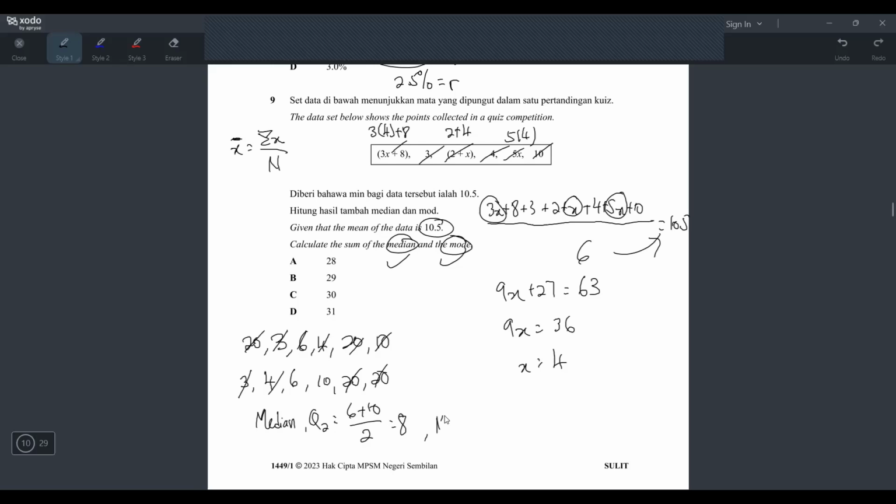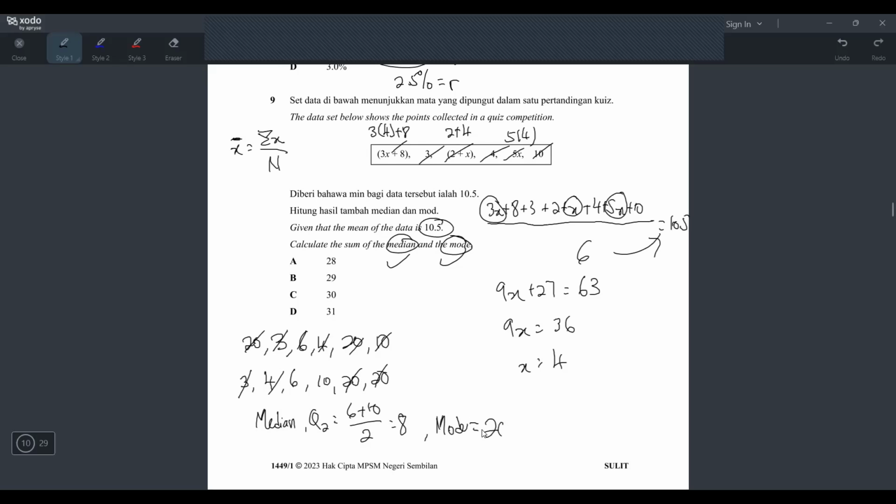Then what about your mode? What is your mode? Mode is the number yang paling famous. I call it paling famous. Paling famous means the number muncul paling banyak kali. The number has the highest frequency. So which number you see a lot of times? It appears a lot of times.